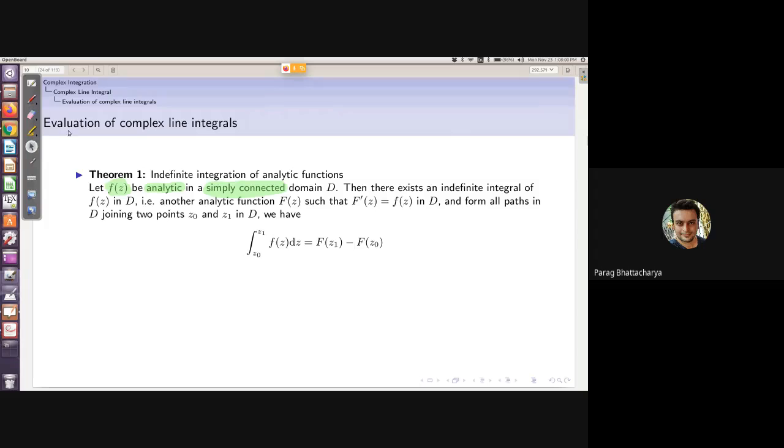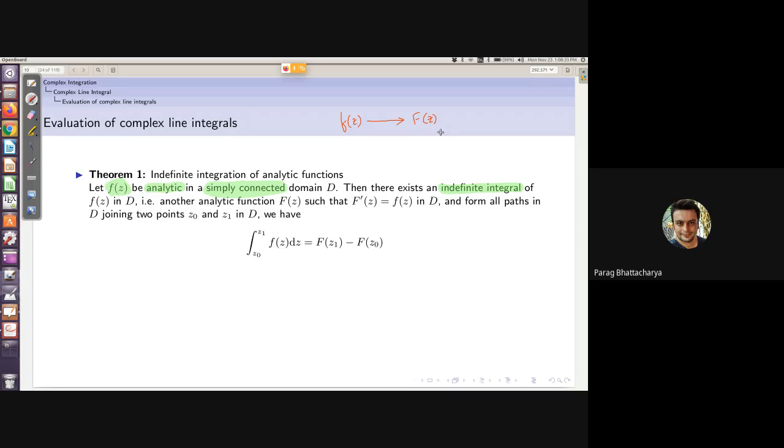All right, coming back to this. Suppose I have a simply connected domain and a function that is analytic and defined on a simply connected domain. Then there exists an indefinite integral of the function in D. There is another analytic function. So the indefinite integral of small f is another function, capital F. What I mean by that is this. Small f of z is the function that I have at hand. Associated with the small f of z, there is another function, capital F of z.